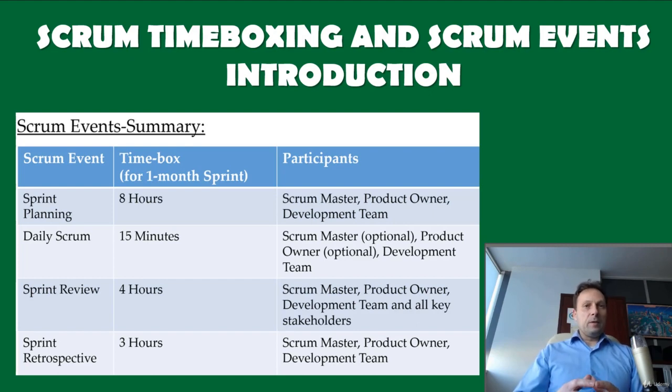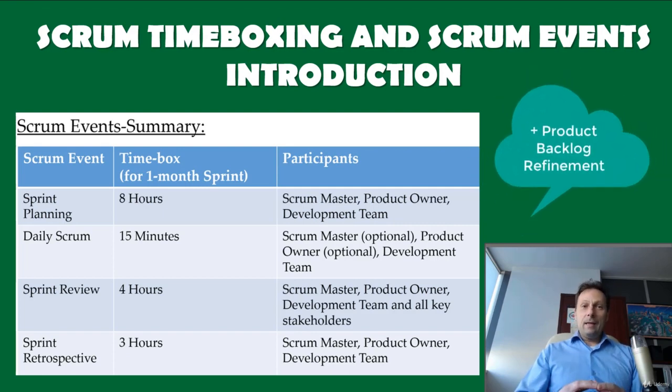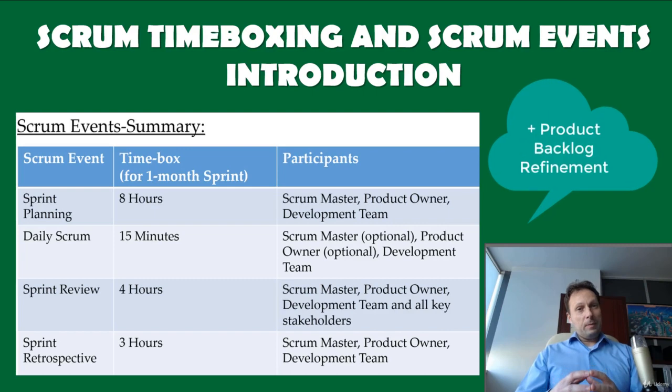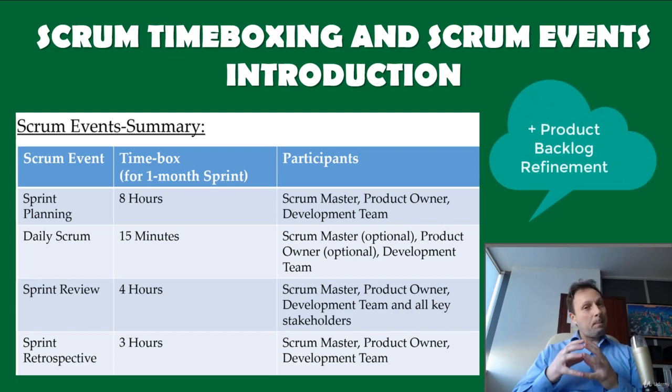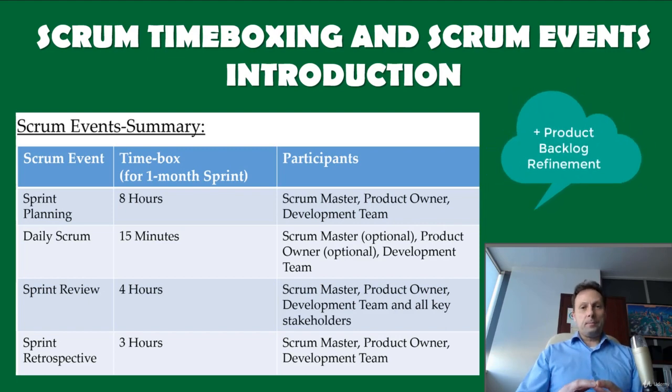Sprint Retrospective. The sprint retrospective is a time box of 3 hours or less for a 1-month sprint. This is an event in which the team inspects itself and identifies a process improvement that the team will implement in the following sprint. In Scrum, there is no formal event that covers the product backlog refinement. Instead, the Scrum Guide states that the Scrum team decides how and when the refinement is done, and that refinement usually consumes no more than 10% of the capacity of the developers.